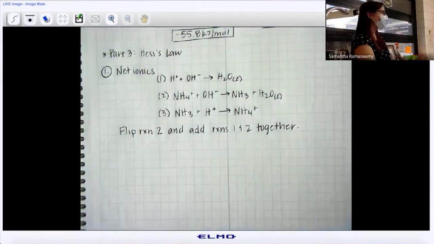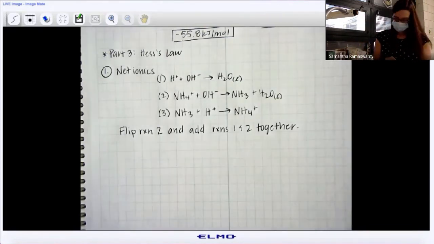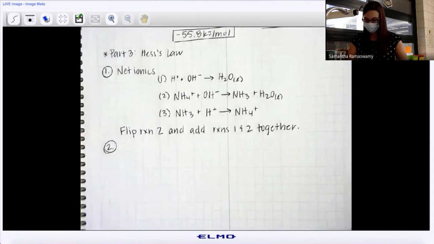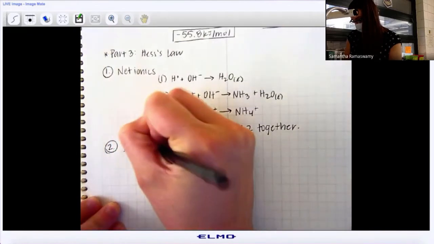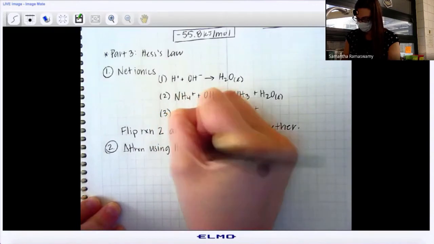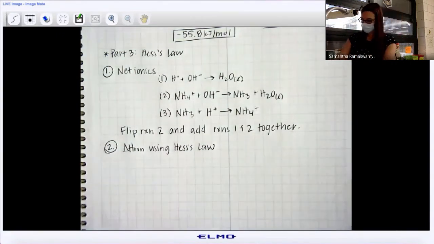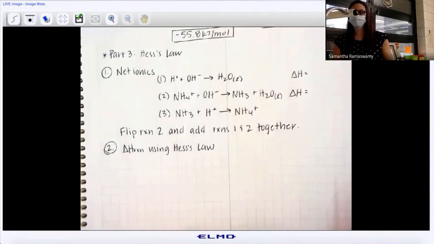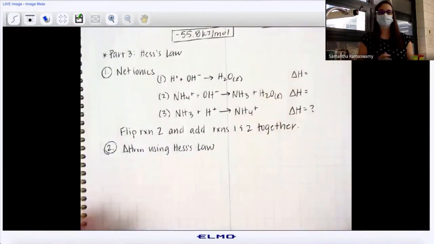So we set up Hess's law, and it wants to know how we can manipulate the first two equations to equal the third one. And then calculation 2 says, calculate the value of delta H for the third reaction from the values of delta H determined for the first two. So I'm going to label this calculation delta H reaction using Hess's law. That's the label I'm going to give it. To use Hess's law, I'm going to need the delta H for reaction 1 and the delta H for reaction 2. But we just calculated those. And it wants to know what the delta H is for reaction 3.